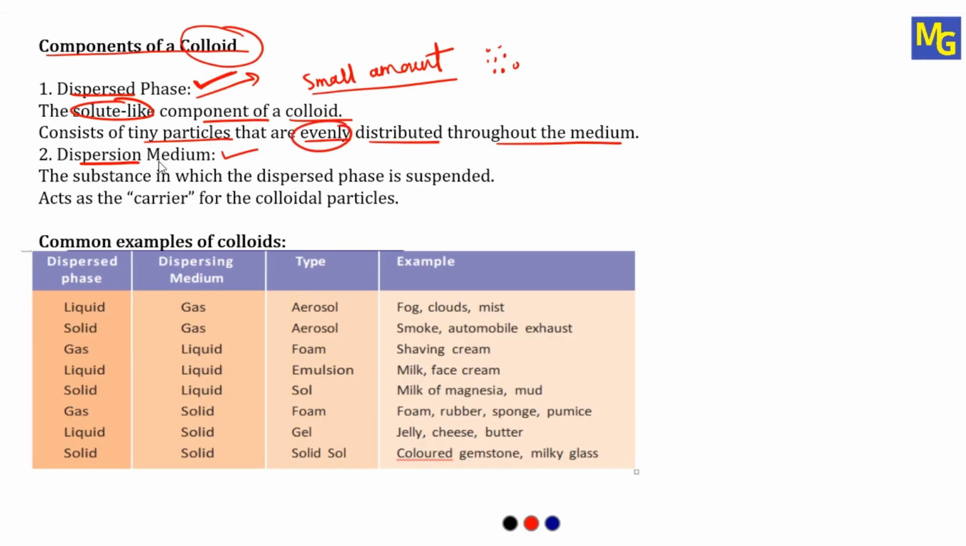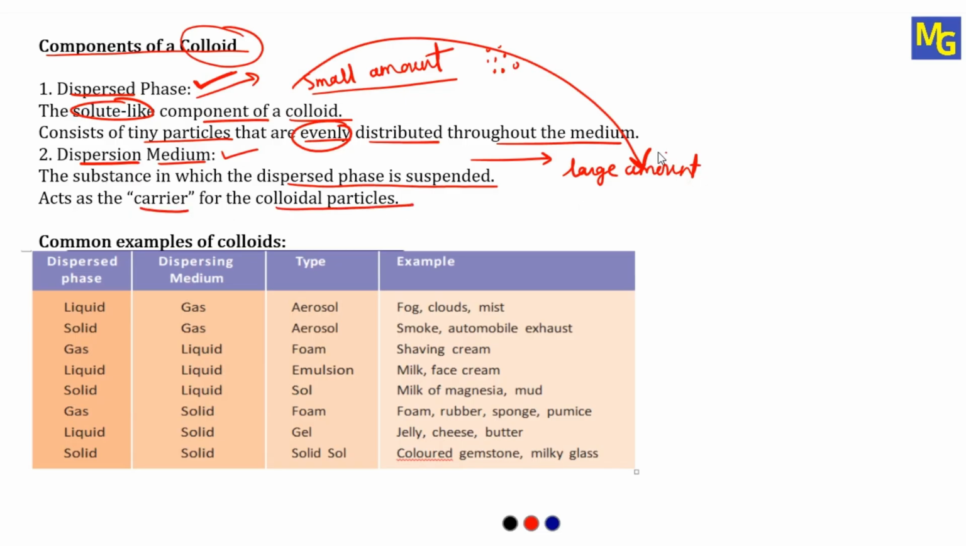Now, what is the dispersion medium? The substance in which the dispersed phase is suspended. The medium will be present in large amount. It is the medium in which the dispersed phase is uniformly and evenly distributed and suspended. So this large amount of substance, called the dispersion medium, acts as the carrier for the colloidal particles.